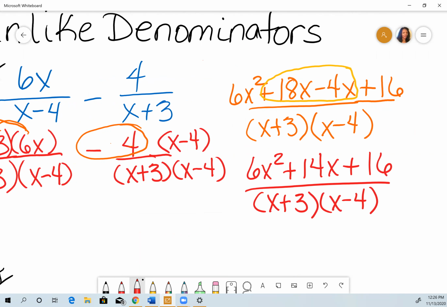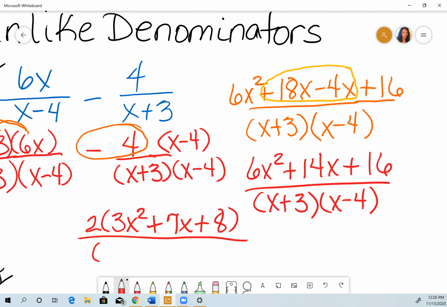It depends on your teacher. If they want to see that you can factor out a greatest common factor, you can go ahead and do that, but you're really finished. So let's do that just so that you can see what I'm referring to. All right, so I am going to take out the greatest common factor, which is 2. And then I'm left with 3x squared plus 14 divided by 2 is 7x. And then 16 divided by 2 is 8. And then I use x plus 3 times x minus 4 as my denominator.